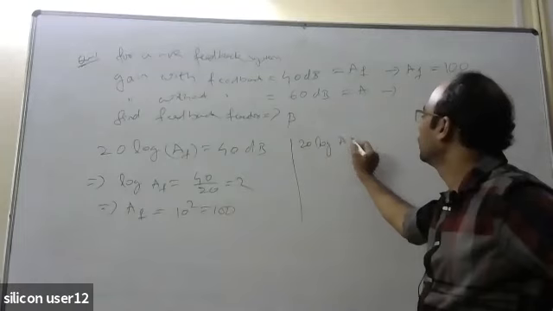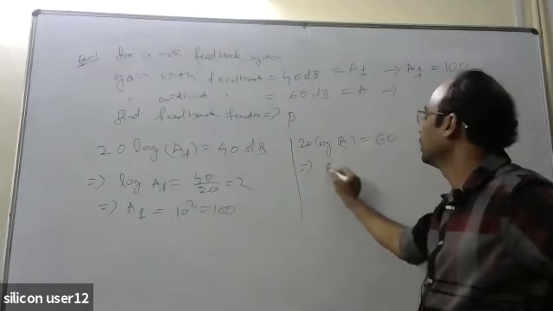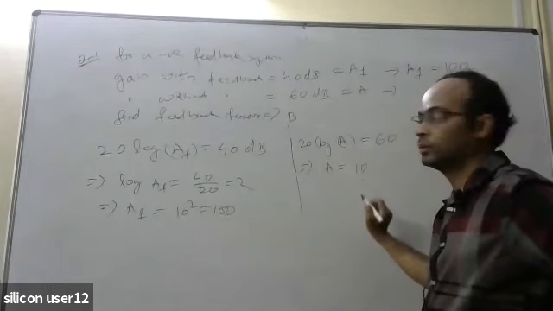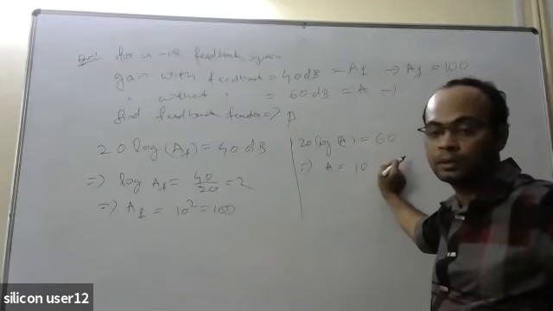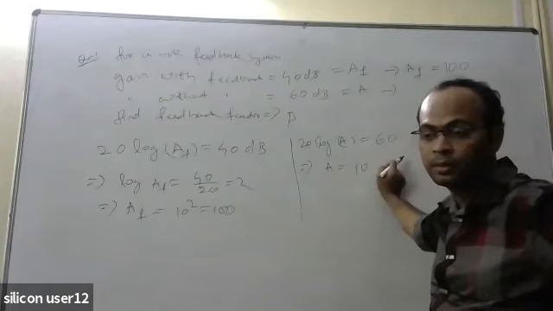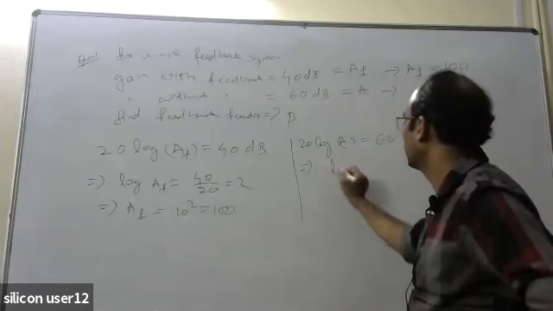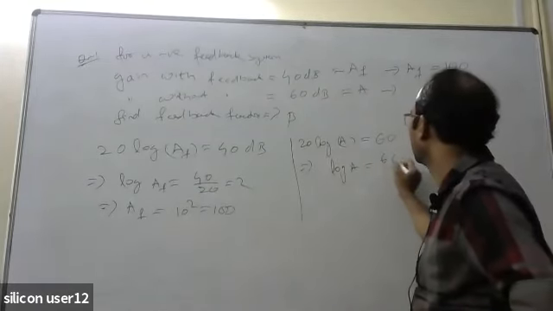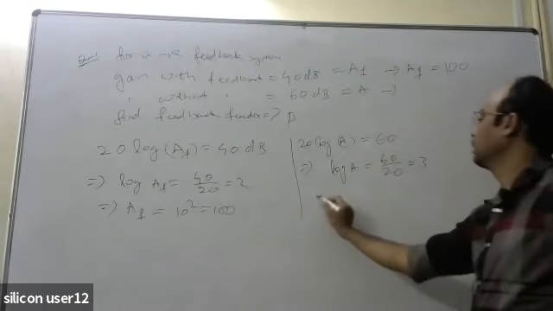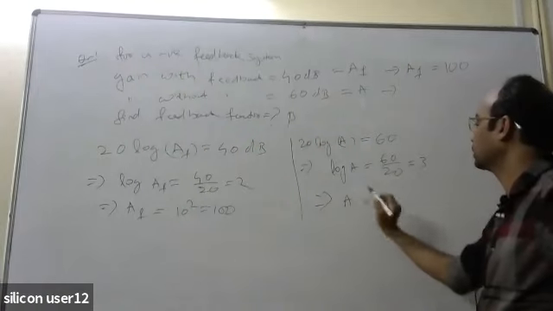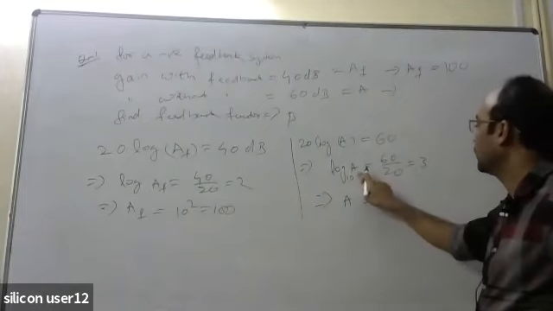20 log A equal to 60 implies A equal to 10 to the power how much? 1000 होगा सर. ओके, log A equal to 60 by 20 equal to 3. ठीक है. नेक्स्ट जस्ट कन्वर्सन. A equal to how much? इसका बेस जितना होता है. तो if log A equal to 3 then A equal to 10 to the power 3.